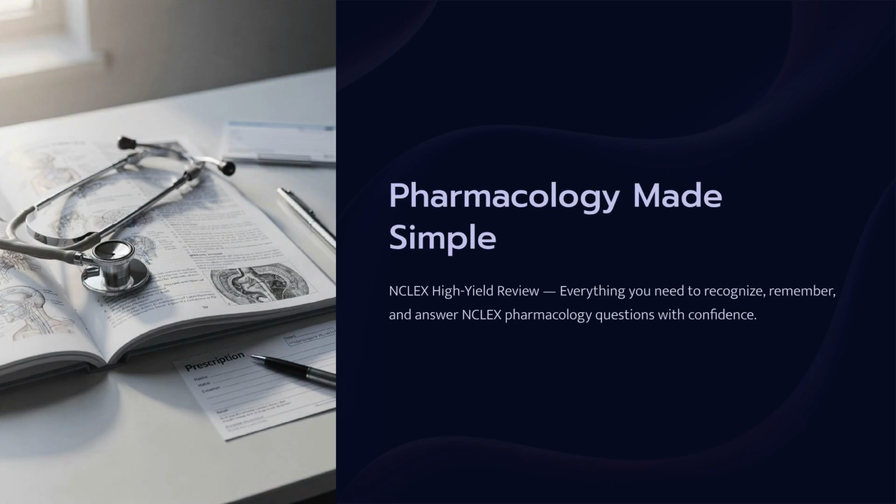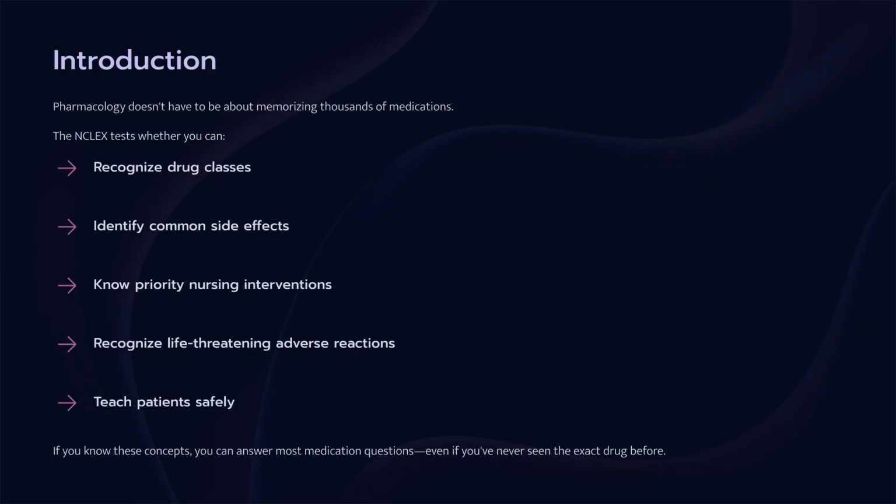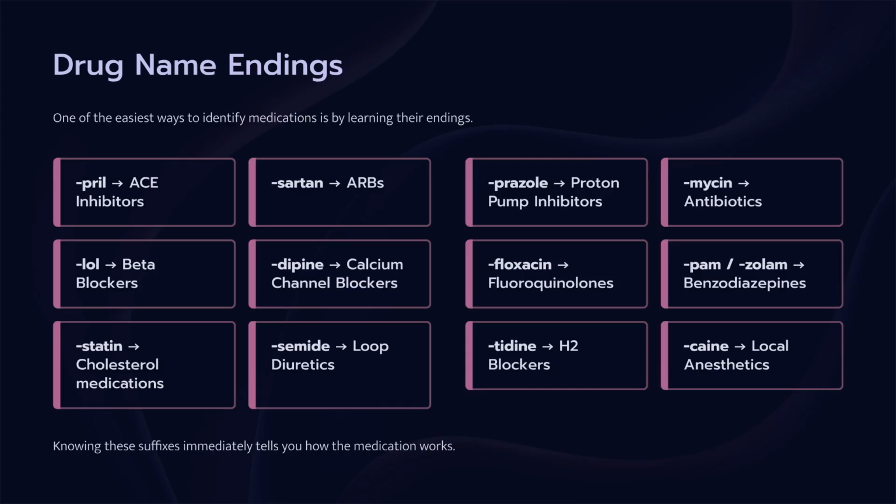This high-yield NCLEX review will cover the key information you need to recognize, remember, and answer pharmacology questions with confidence. Pharmacology doesn't have to be about memorizing thousands of medications. The NCLEX tests your ability to recognize drug classes, identify side effects, know nursing interventions, manage adverse reactions, and teach patients safely. One of the easiest ways to identify medications is by learning their name endings, or suffixes. Knowing these tells you immediately how a medication works, which is a great tool for the NCLEX.